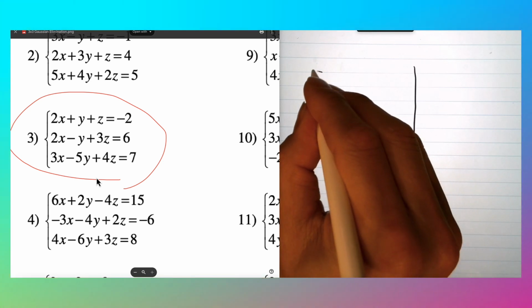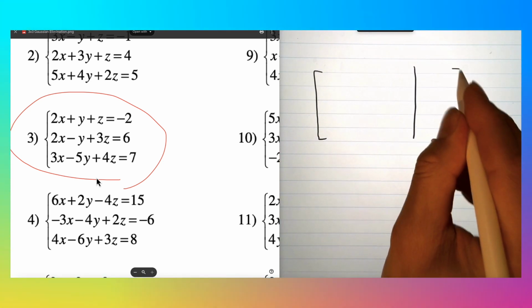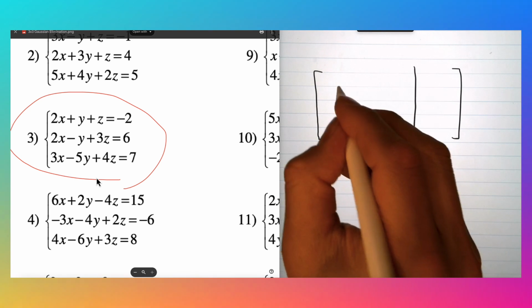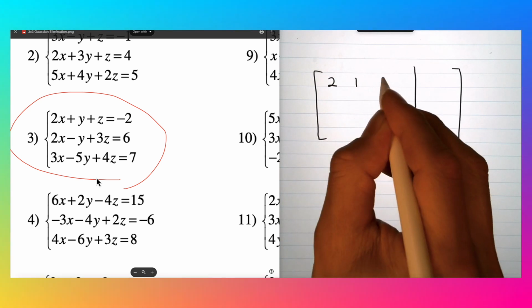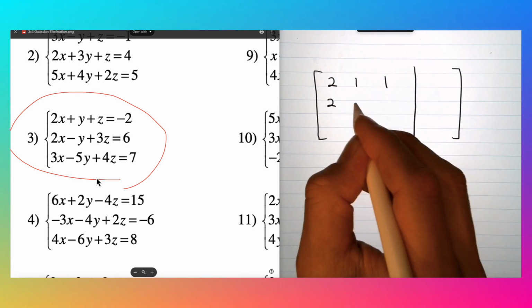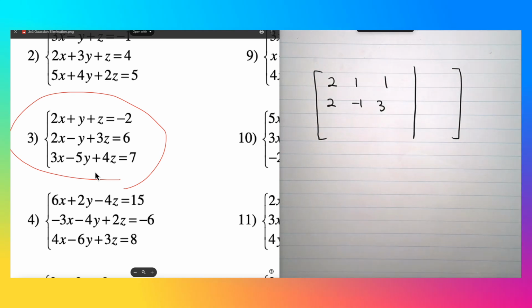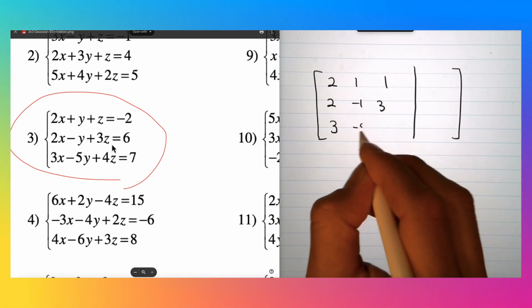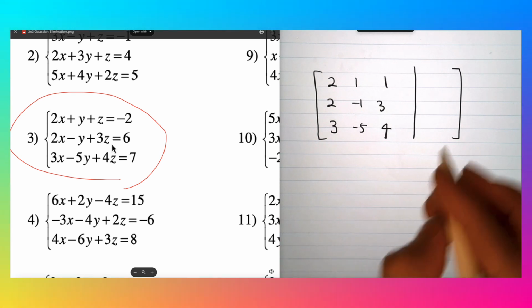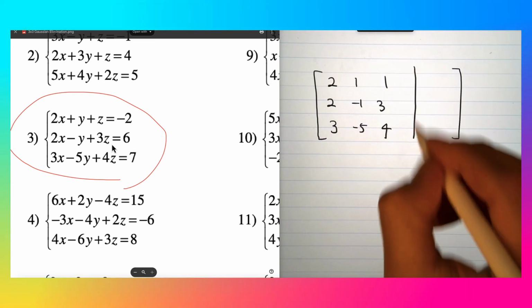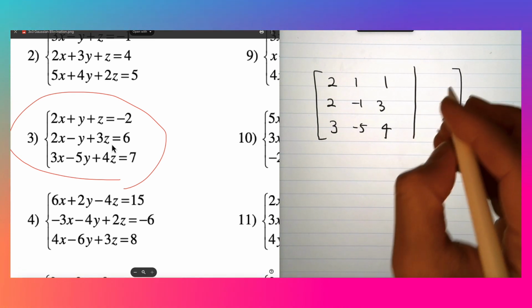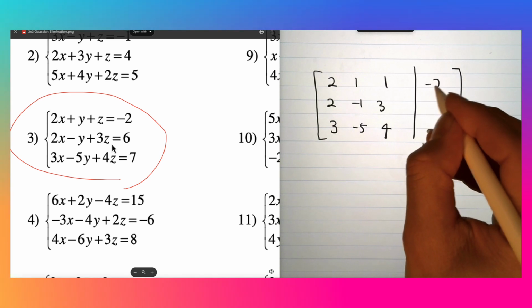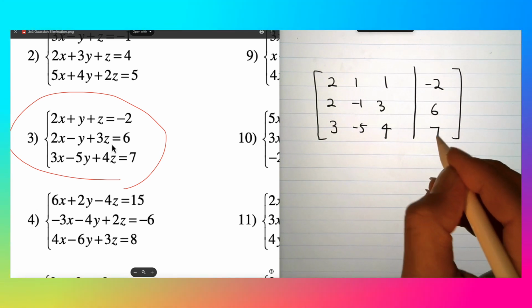Then we only take out the coefficients for the left side. So 2, 1, 1, 2, negative 1, 3, because these are the coefficients. And then third row we have 3, negative 5, and 4. On the right side, next to the vertical line, we have negative 2, 6, and 7.